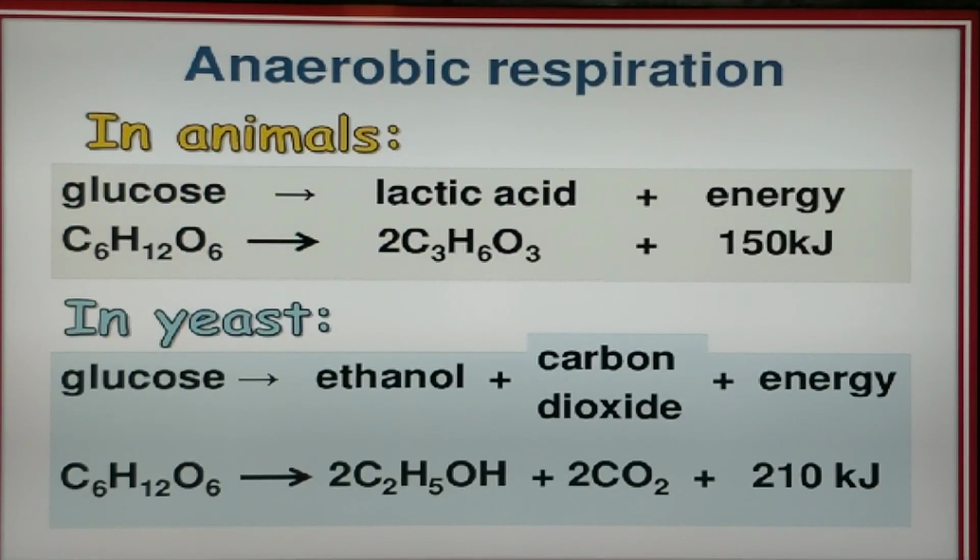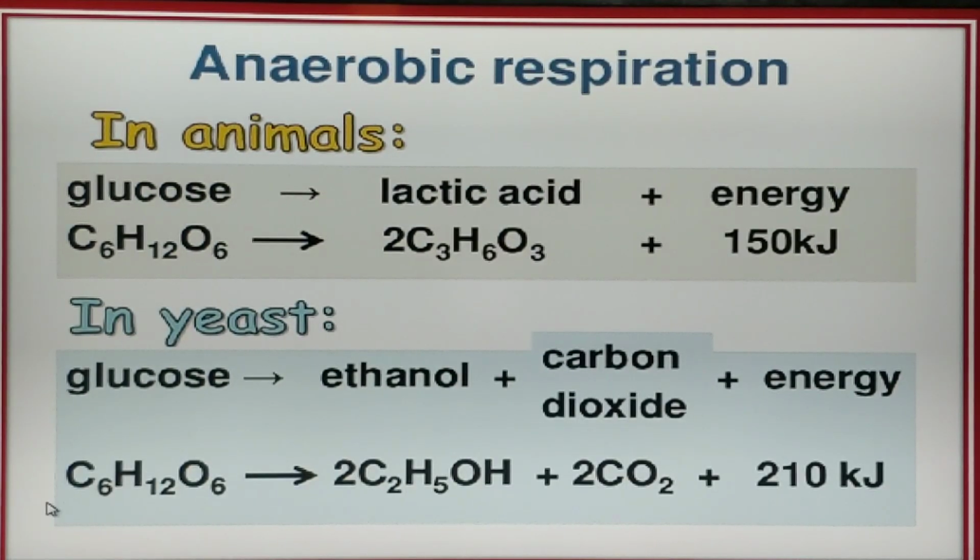In yeast, glucose is converted into ethanol, and carbon dioxide and energy are liberated. The formula for anaerobic respiration in yeast is C6H12O6 gets converted into ethanol, that is C2H5OH, plus carbon dioxide plus 210 kilojoule energy is liberated.